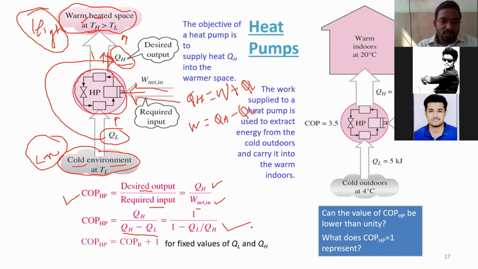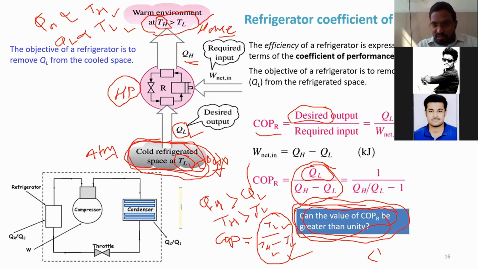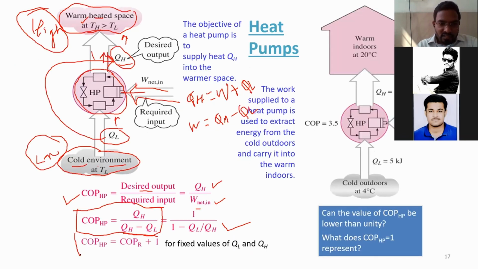Okay. Now you have a small task to do. Use this relation, COP of heat pump. Use this relation, COP of refrigerator, and prove that COP of heat pump is equal to COP of refrigerator plus 1. You have got 5 minutes to do this. Take out notebook, pen, and prove that COP of heat pump is equal to COP of refrigerator plus 1.